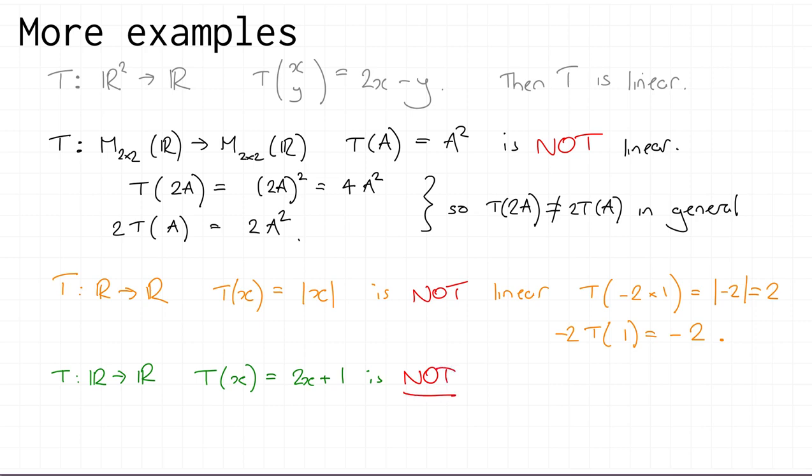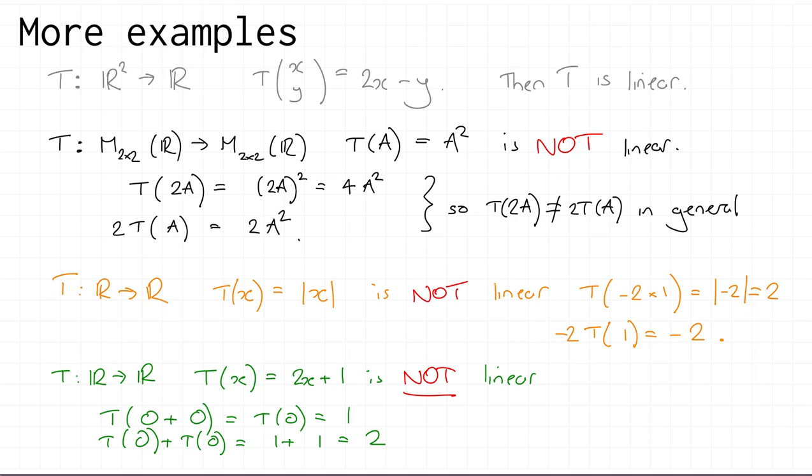And there's a really simple way to see this. It just doesn't satisfy, for example, T of 0 plus 0. What's that? That's T of 0, which is 1. But T of 0 plus T of 0 is 1 plus 1, which is 2. And those two things are not equal, so T doesn't satisfy the additivity property. It doesn't respect vector addition.